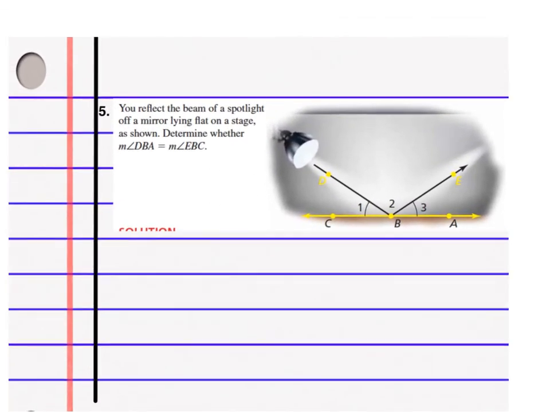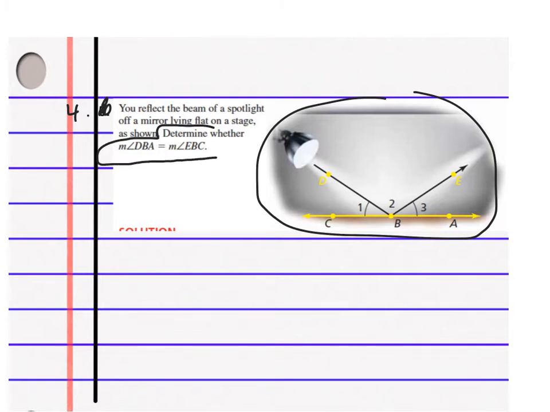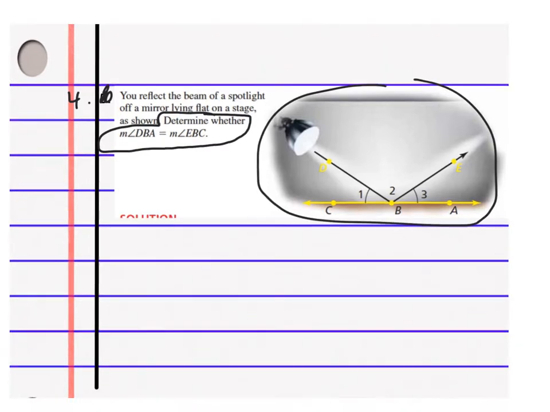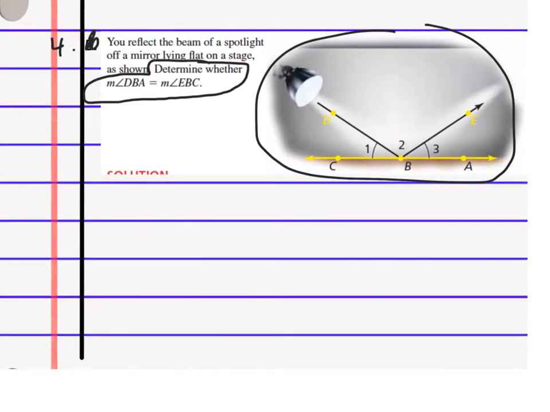All right, so this is actually example 4 because we skipped one. We're going to practice making a proof with our geometric properties. So I would say, what do you need? I would draw the diagram and I would write the question. Determine whether the measure of angle DBA equals the measure of angle EBC. Okay.